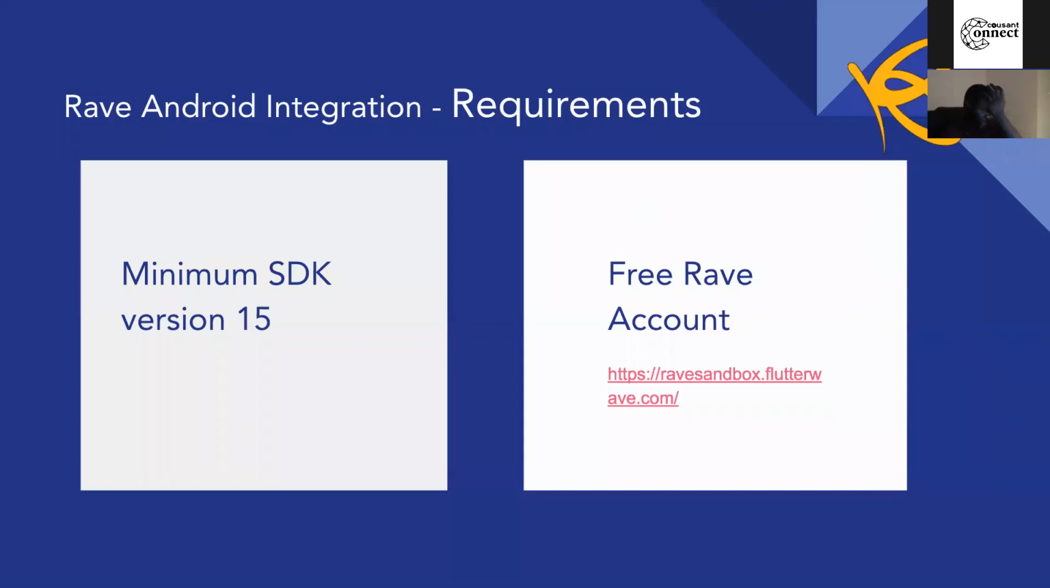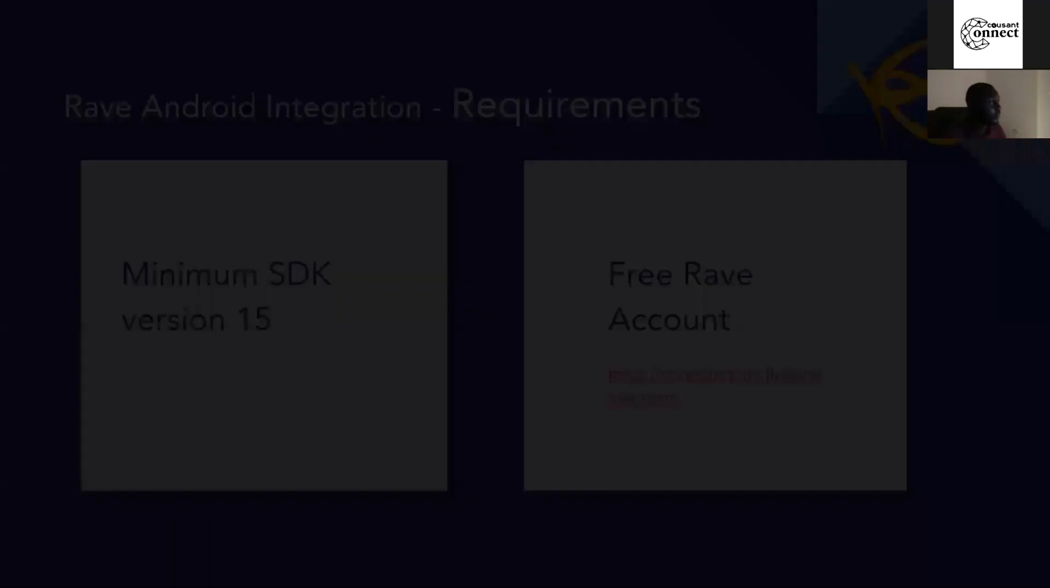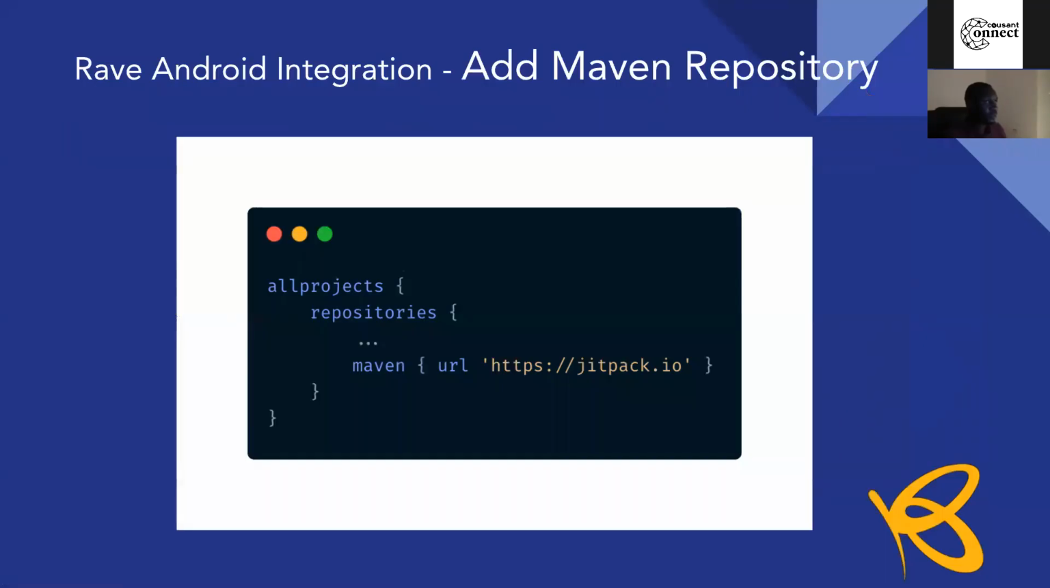So to integrate the Rave Android SDK, there are 3 requirements. The first is that the minimum SDK version is 15. Then you need to create a Rave account. Rave accounts are free, and you can do that via these websites. Or if you own a Rave account already, you can use your existing Rave account, right? So I'm just going to run through the steps before I go into the live demo.